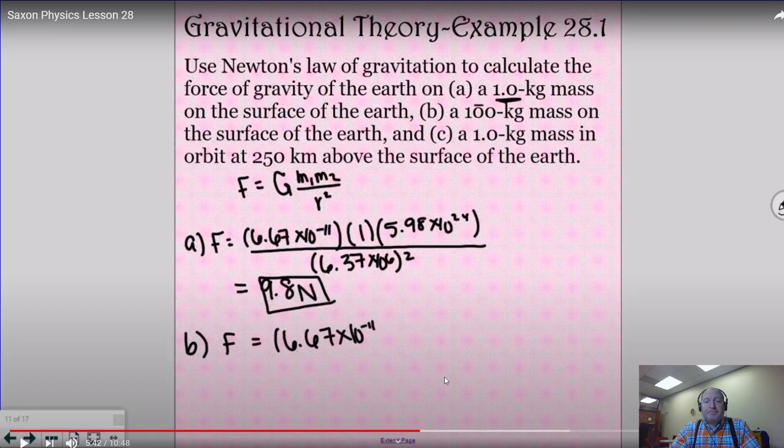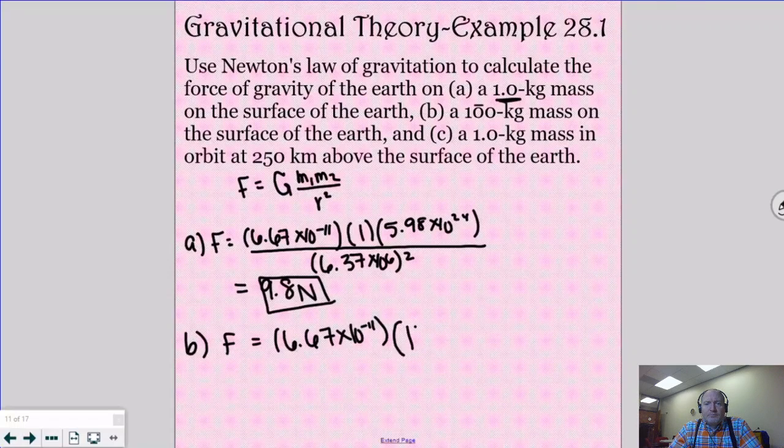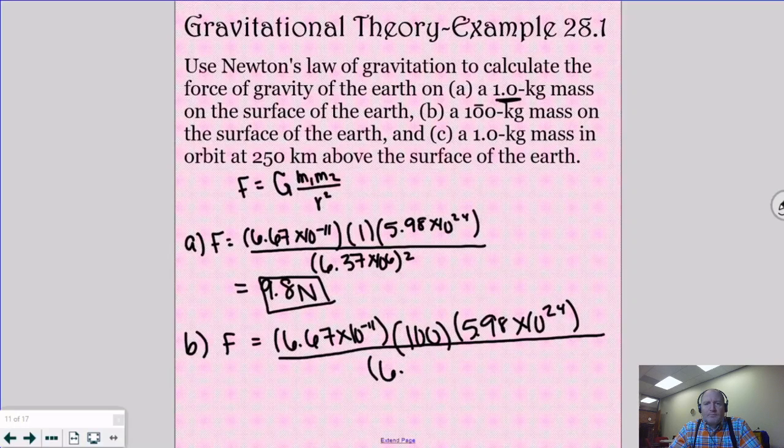It is the 100 kilogram mass instead of it being a 1 kilogram mass. We're still dealing on the surface of the Earth, so that's going to be the same, and the radius is going to be the same.